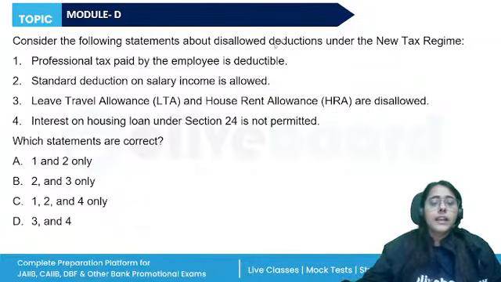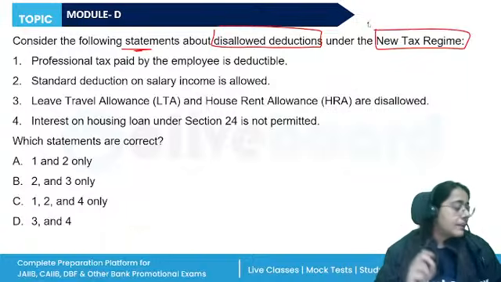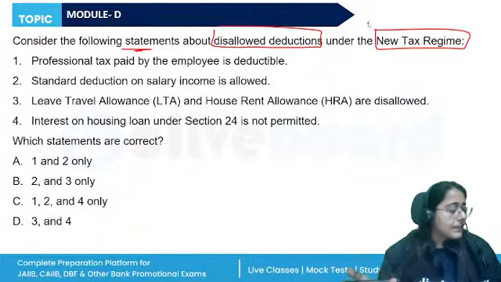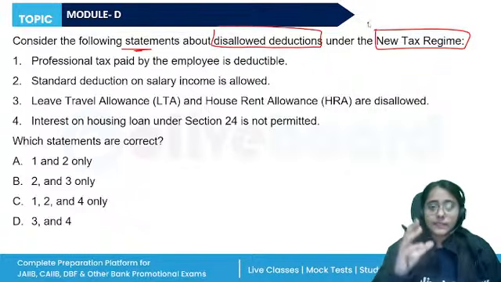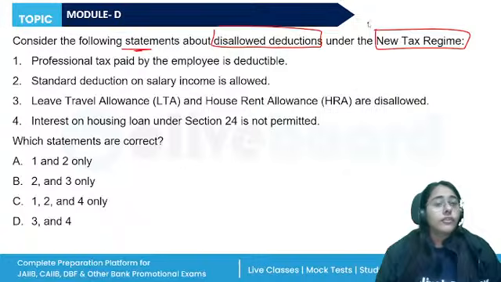Consider the following statements about the disallowed deductions under the new tax regime. Now, this is very important. Either I can choose the old regime, pay the higher taxes, but claim deductions, or I can go with the new regime where I can pay the lower taxes because the slabs are more, and I'll have to forego the allowed deductions. So, which of the following are not allowed?